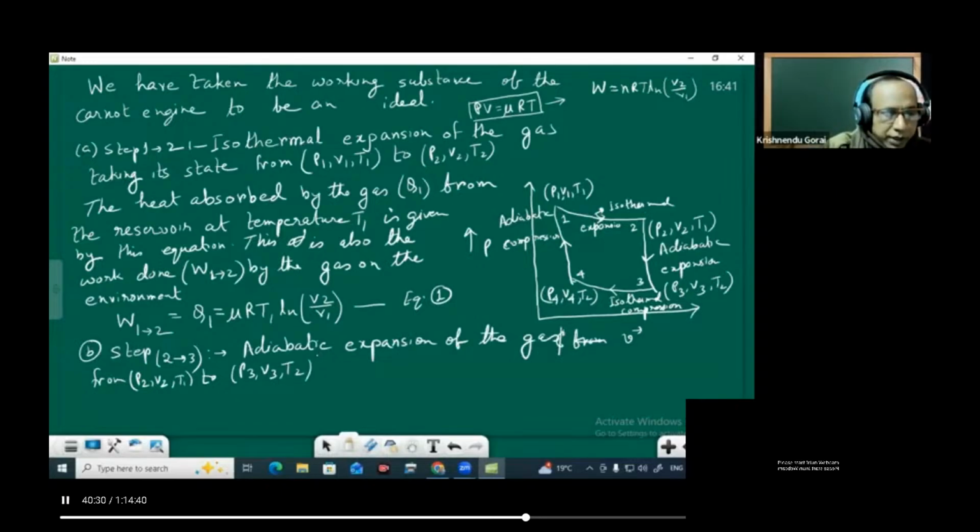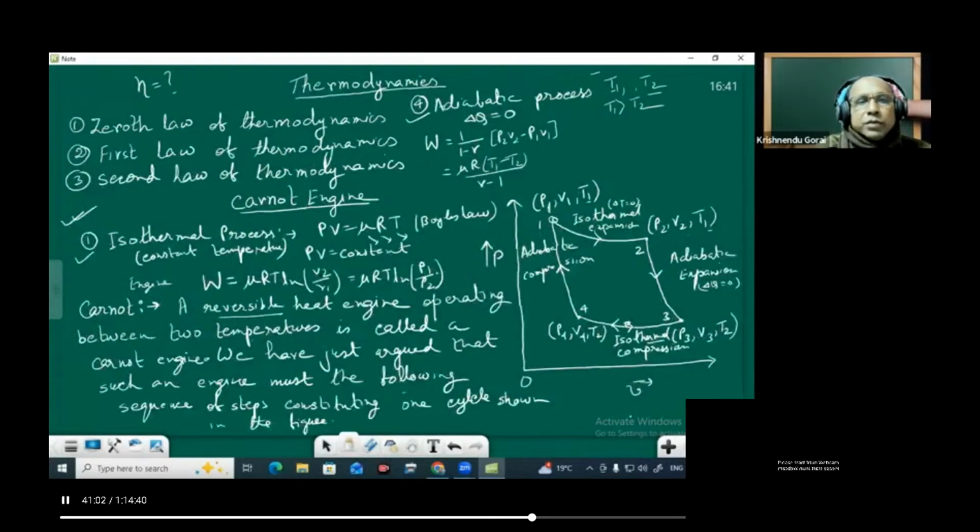So the work done by the gas, W 2 to 3. What is the work done? I already told you the work done for adiabatic. You see the previous one, what is the work done in adiabatic? You see the formula, this is the formula for adiabatic: 1 by gamma minus 1, P1 V1 minus P2 V2, or mu R, T1 minus T2 by gamma minus 1, right?